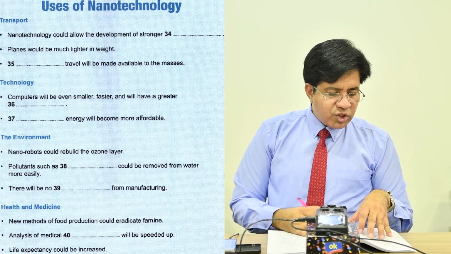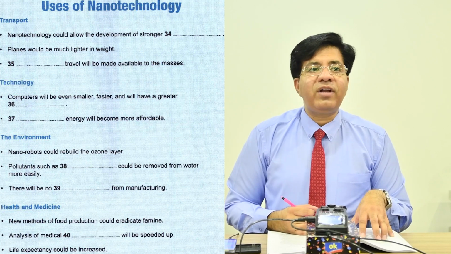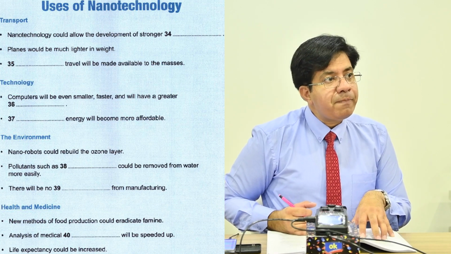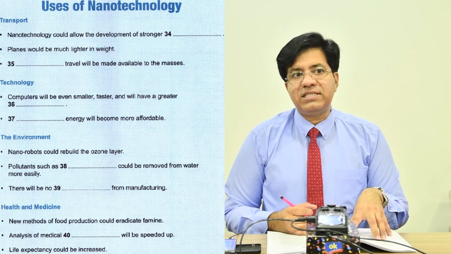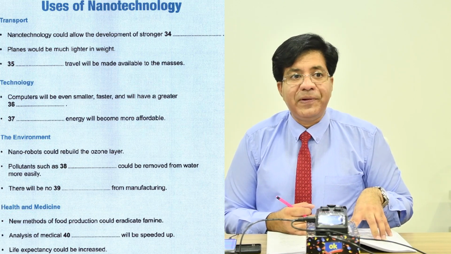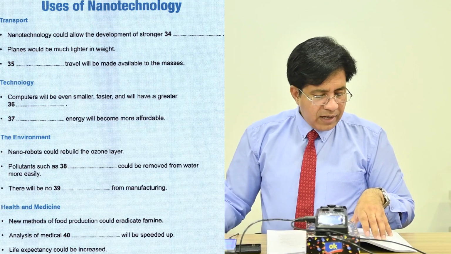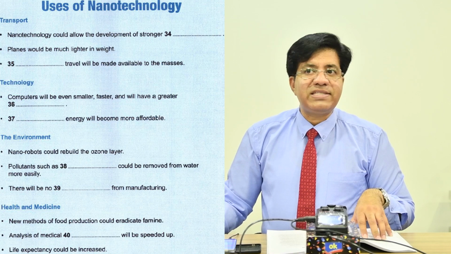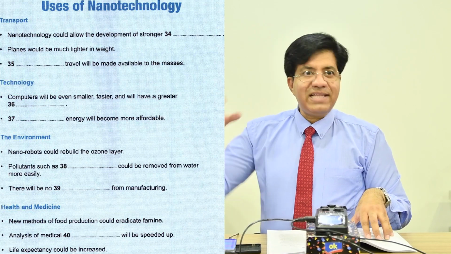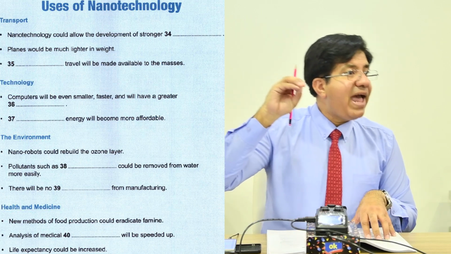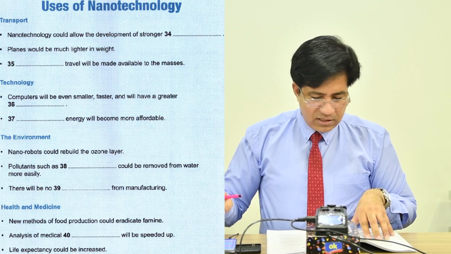Next is dash travel will be made available to the masses. Now, made available, for that they will use the word accessible. Dash travel will be accessible, and for the masses, they might use the words ordinary people. Underline masses and write there ordinary people. Underline made available and write there accessible. Clear? So now let's see dash travel. Now dash travel means it's a type of travel. Any guess?